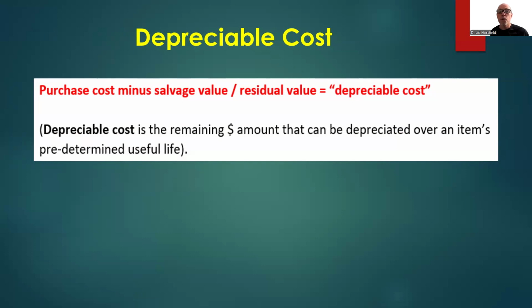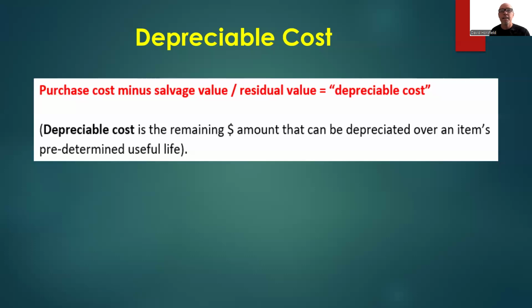Depreciable cost is the remaining dollar amount that can be depreciated over an item's predetermined useful life. So the useful life is how long we think it's going to be of value and give productivity to the business. Now, that's predetermined by the IRS, the Internal Revenue Service. They say that different assets, like a vehicle, accountants can use a depreciable useful life of 5 years. So it's a predetermined amount of time.